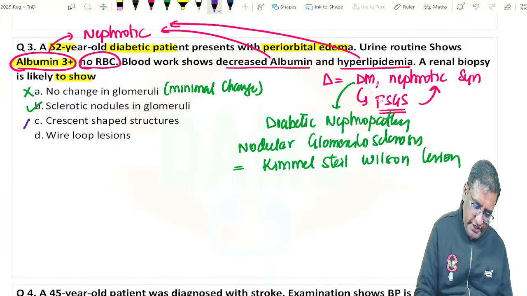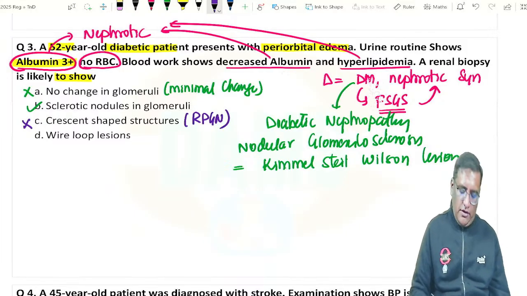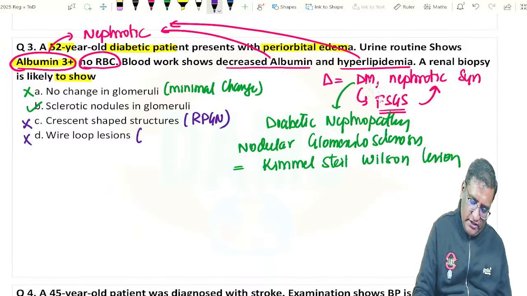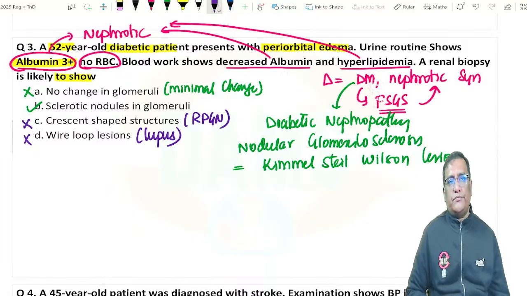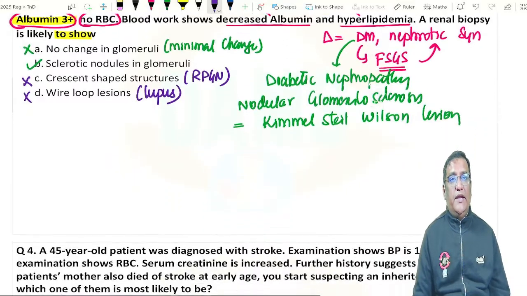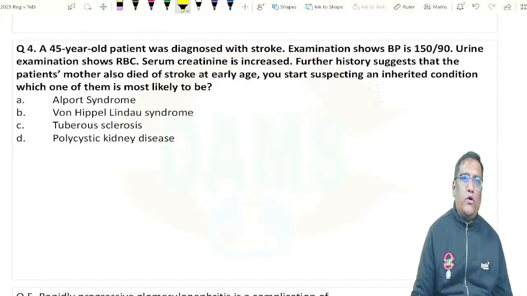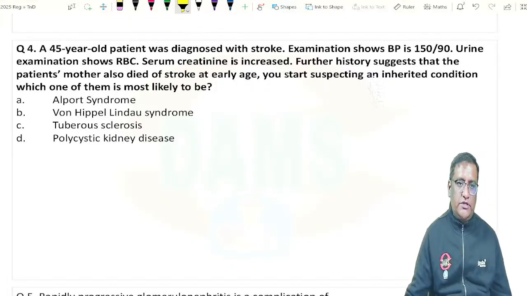Crescent shaped structures are also not the answer. These will be seen in RPGN or crescentic glomerulonephritis. Wire loop lesions will be seen in lupus nephritis. This is not lupus nephritis, right? Yes, so this is a diabetic nephropathy which will be leading to FSGS. Next, question number 4. Let us look at it now. What is this question? Question 4.